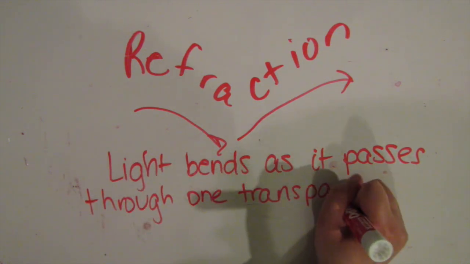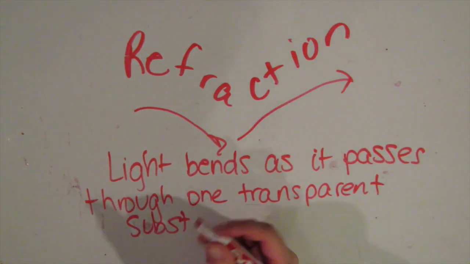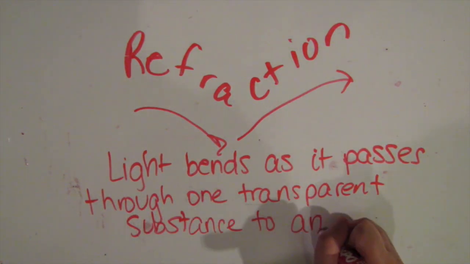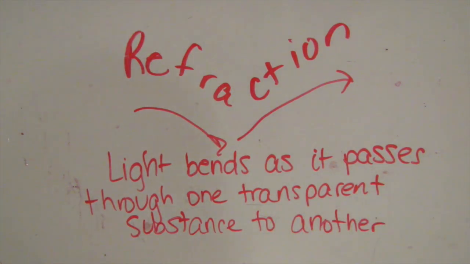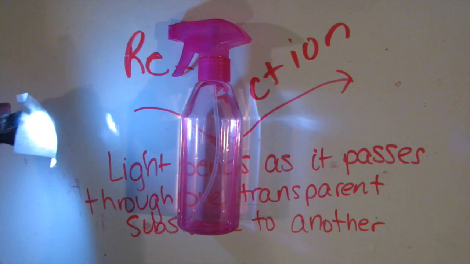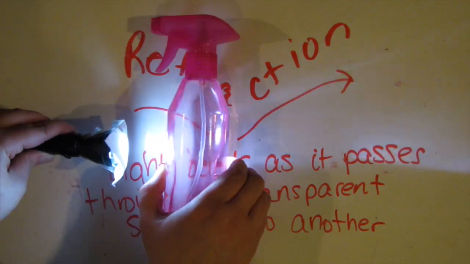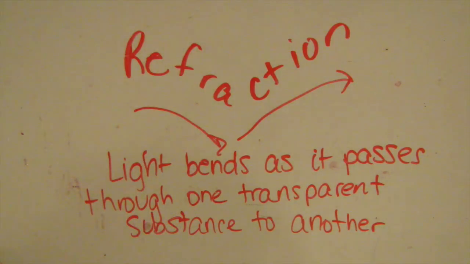Light moves differently through the air than it moves through water. This changes the speed and the direction of the light waves. This explains why things look different through water. Like when you're in a swimming pool and your feet look strange, or when you put a water bottle on a piece of paper and all of the words are distorted.